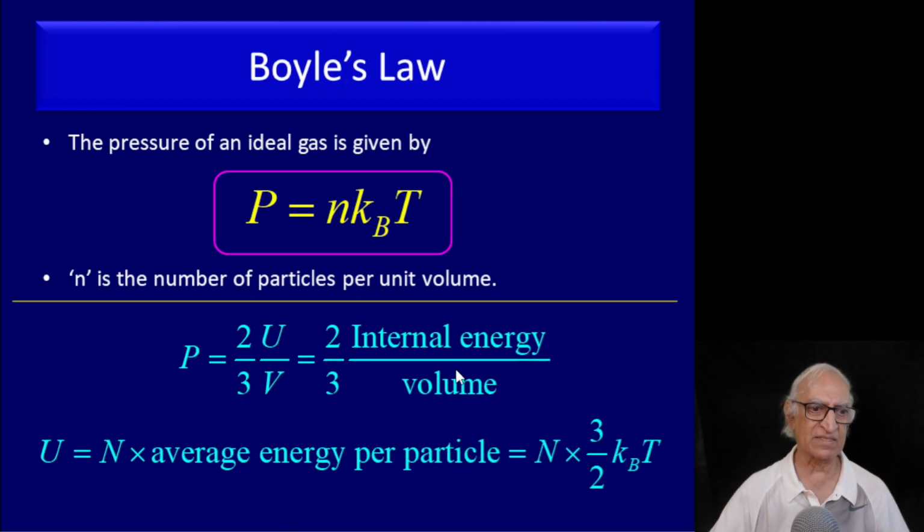Well, what is the internal energy? It is the number of particles multiplied by the average energy of the particle. The number of particles is capital N. The average energy is 3/2 kT. Therefore, if I divide U by the volume and multiply by 2/3, I get the pressure is equal to nkT, where n is the density of particles or number of particles per unit volume.